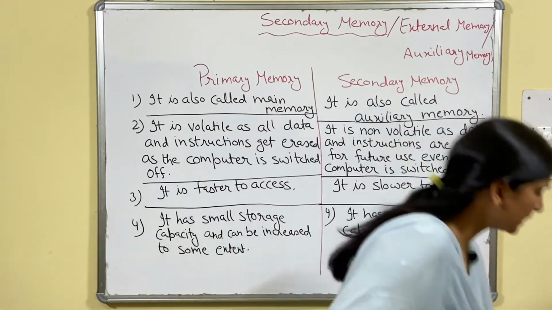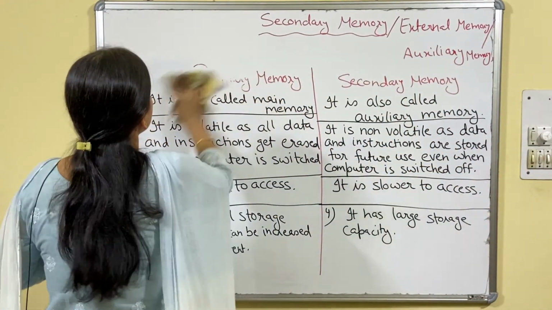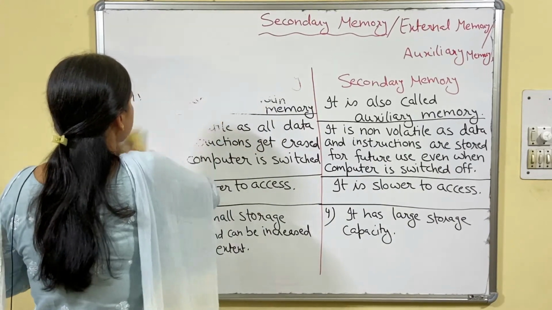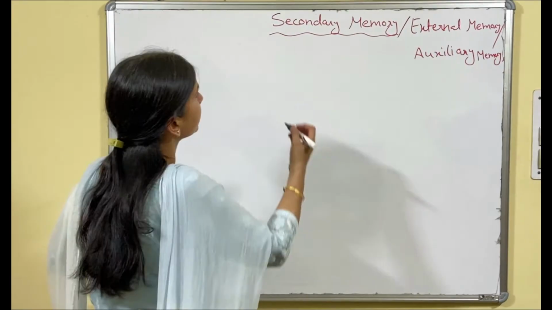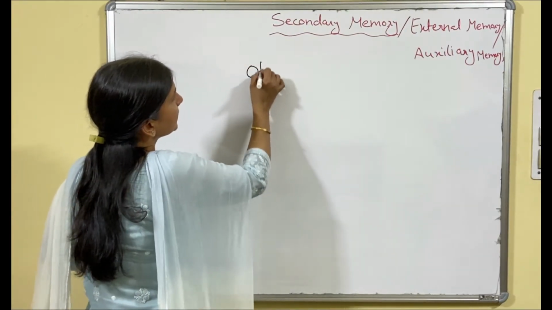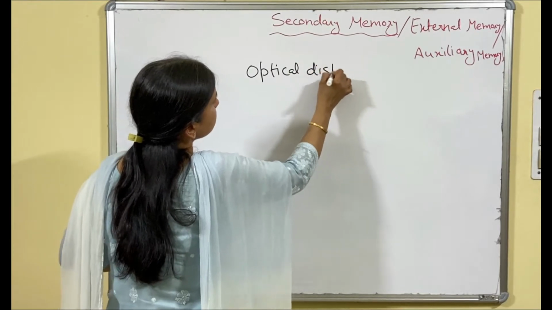Now we will see the optical disc. Optical discs are examples of secondary memory. So let's see the optical discs.